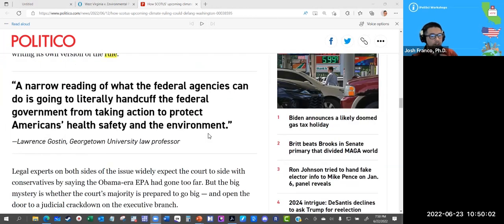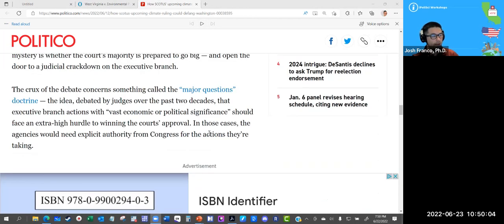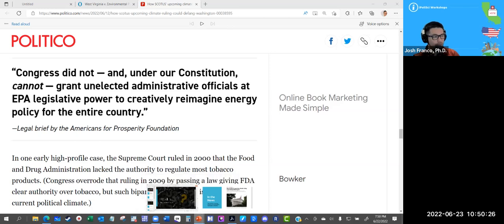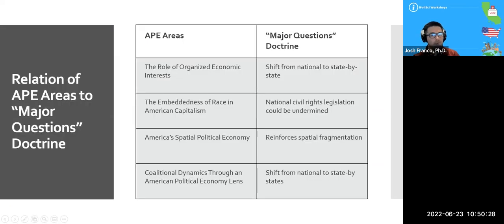So this article goes on to describe what's happening and how we reached this point, both with respect to West Virginia versus EPA, and then more generally about this major questions doctrine emerging from reasoning that's been used by the Supreme Court over the past 20 years, and it's become more prominent in the past 5 years. And so with that context in mind, we ask ourselves, how does this relate to the American political economy areas that we talked about last week?